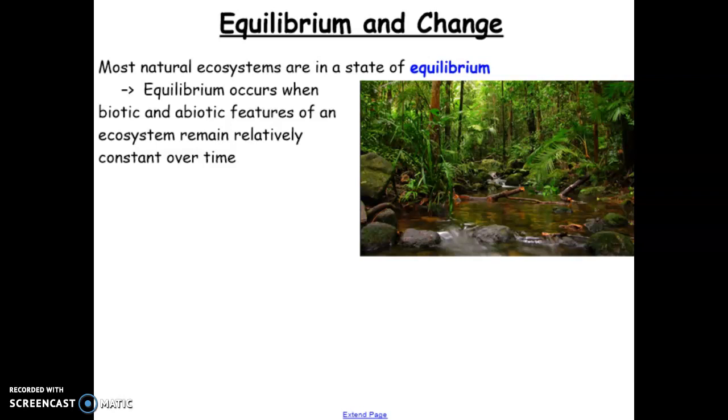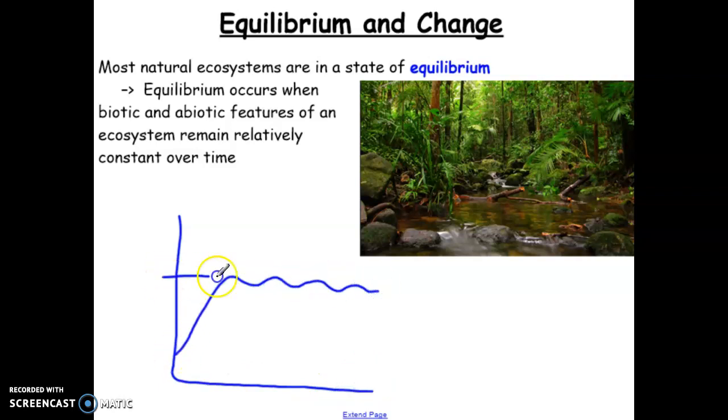Okay, so we're looking at a different concept than what we've been discussing so far, and this is called equilibrium and change. If you remember from the populations lesson, when we said that an ecosystem was in a state of equilibrium, we were talking specifically about population numbers. Equilibrium was when you had a graph of population, and the population numbers stayed the same. This is numbers, this was time.